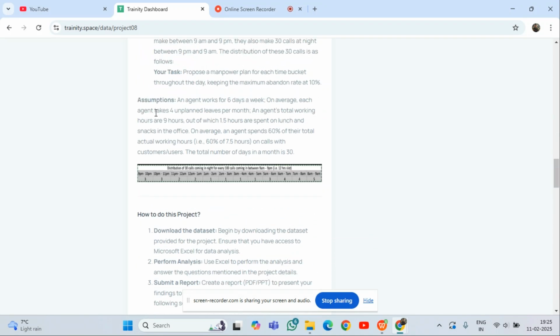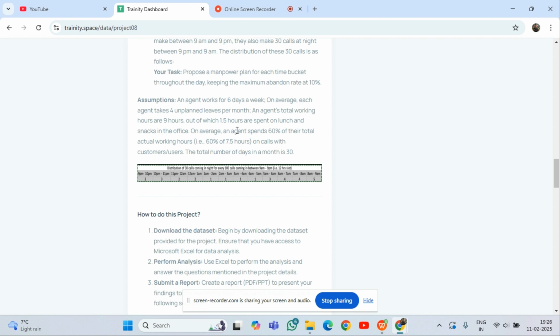Okay, so here are the assumptions. An agent works 6 days a week on average. An agent takes 4 unplanned leaves per month. If an agent works for 9 hours, out of the 9 hours, this is a gross calculation.